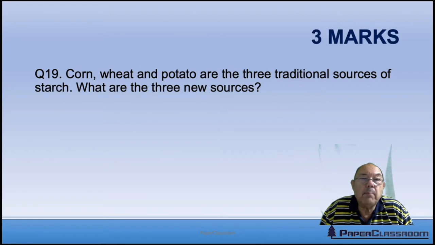Okay, now for the penultimate question, question 19. Corn, wheat and potato are the 3 traditional sources of starch. What are the 3 newer sources?